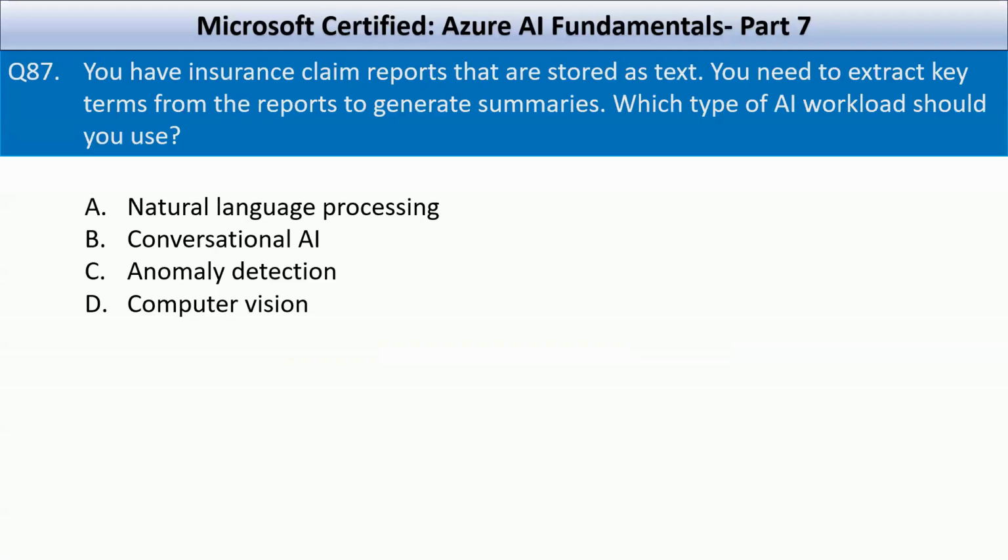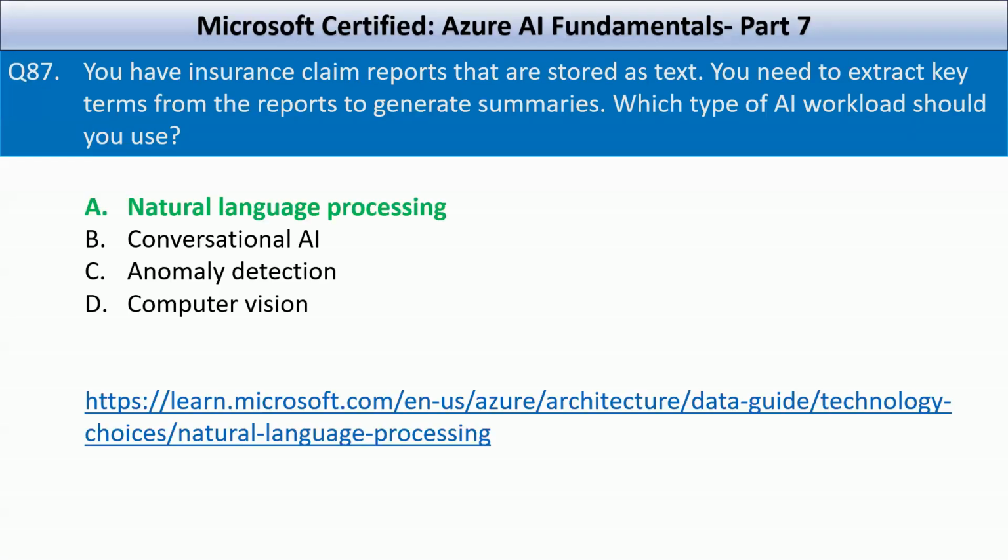Question number 87. You have insurance claim reports that are stored as text. You need to extract key terms from the reports to generate summaries. Which type of AI workload should you use? Your options are natural language processing, conversational AI, anomaly detection, computer vision. Now, friends, you are working with text data and need to extract key terms to generate summaries. This is a classic natural language processing task. NLP can help with key phrase extraction, summarization, entity recognition, and text classification.